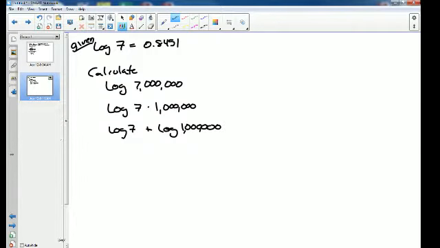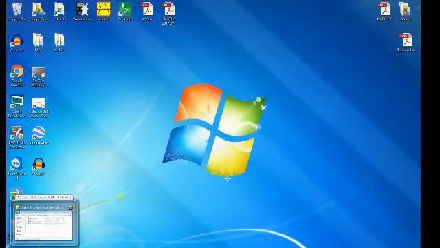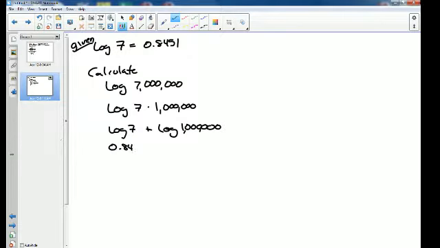So again, properties of logs right there, right? What's log 7? 0.845. And log of a million is 10 to the 6th or 10 to the 5th? Six. However many zeros there are. 6.845. Yeah, it's the number of zeros. There you go. All right.